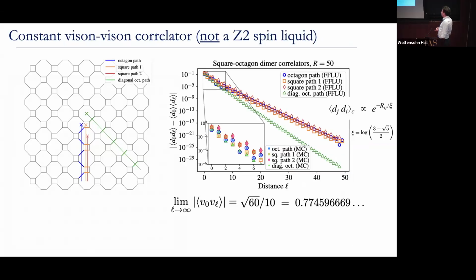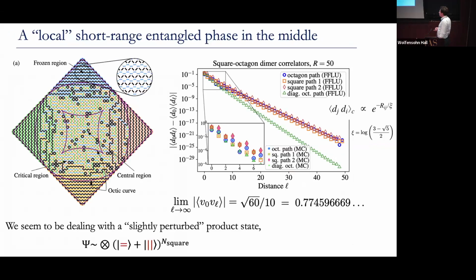So, if we go back to the spin model, essentially you have normal ordered spin phases, nothing fancy in the corners. You have a critical liquid in the middle region. And here you have a slightly perturbed product state, which does have exponential correlators, but it's not super interesting from the entanglement perspective.